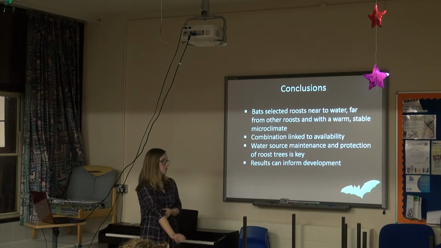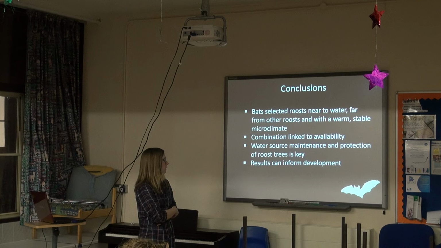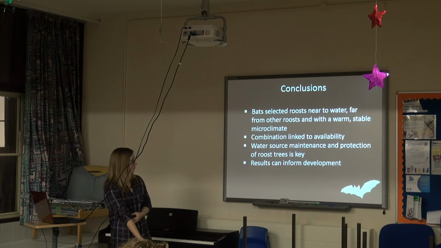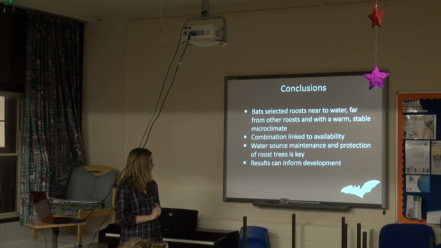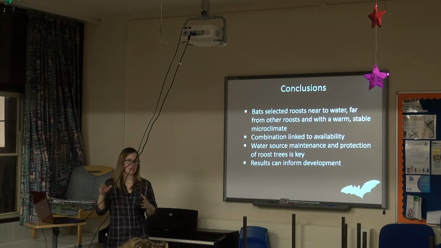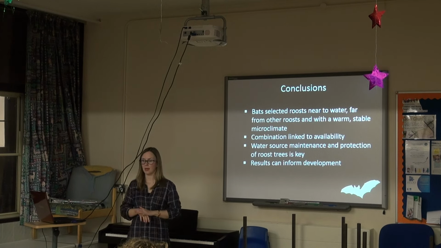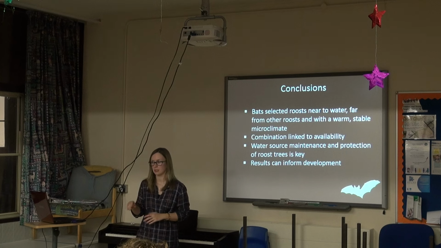So I mentioned that we need to maintain our water sources and think about that within the woodland, and also to protect our key known roosts from any bad effects that might happen from, say, coppicing or something. And finally, potentially, if you take a whole bunch of studies together and look at the data that you have, this can actually be really useful to inform development projects and to mitigate any negative impacts.